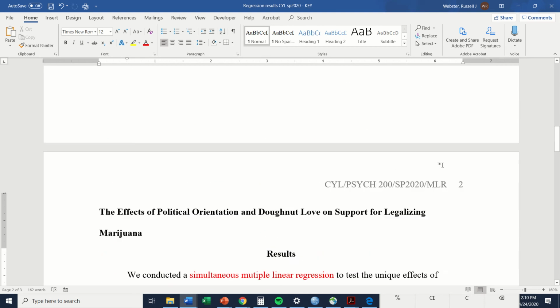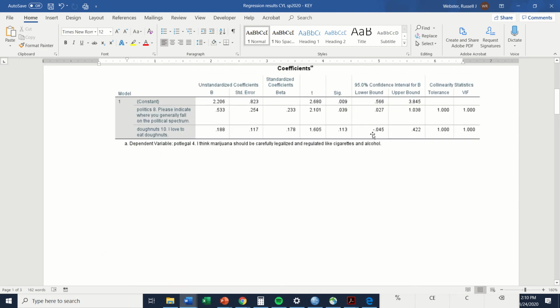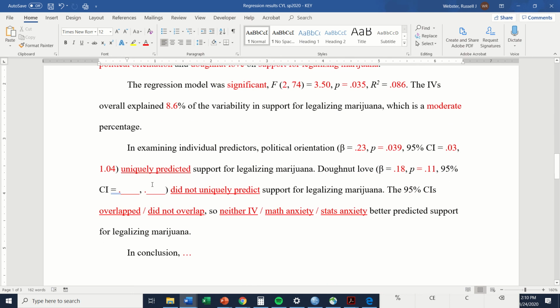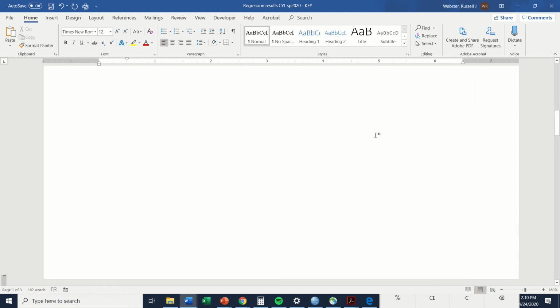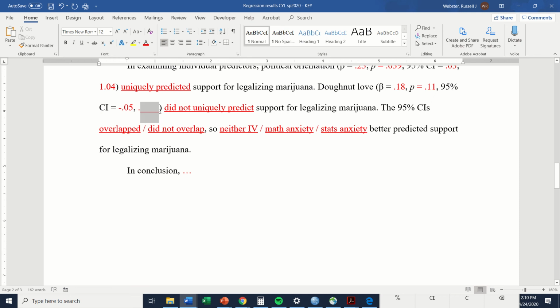And so the 95% confidence interval here, we have negative 0.05 and 0.422. So negative 0.05, right? 0.05, yeah. And then 0.42.